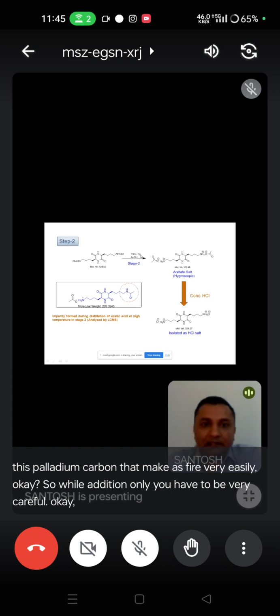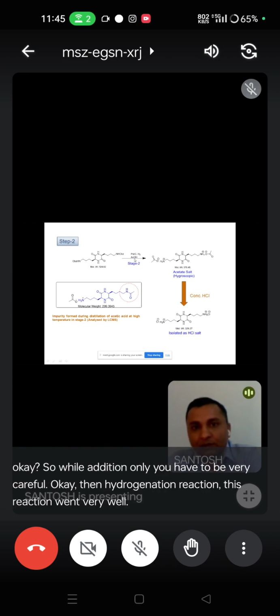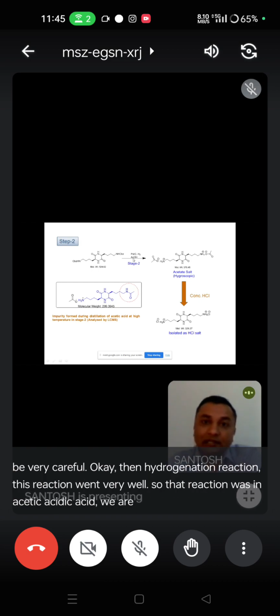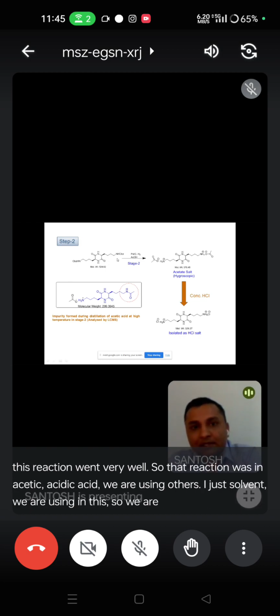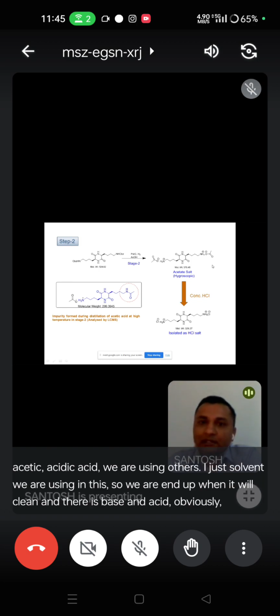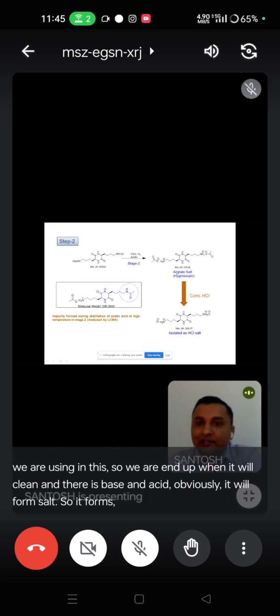Okay, then the hydrogenation reaction. This reaction went very well. That reaction was in acetic acid, which we are using as a solvent. When it cleaves, there is a base and an acid, so obviously it will form a salt. It forms the acetate salt.